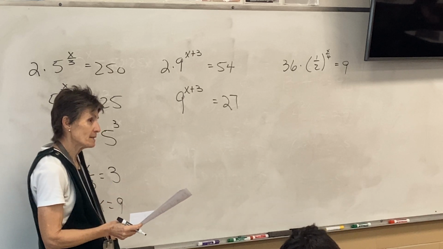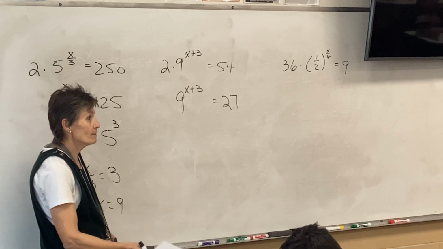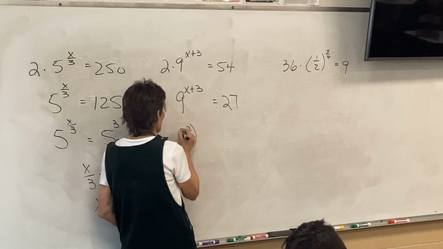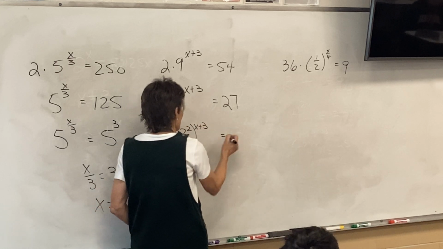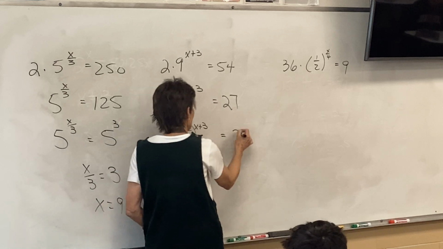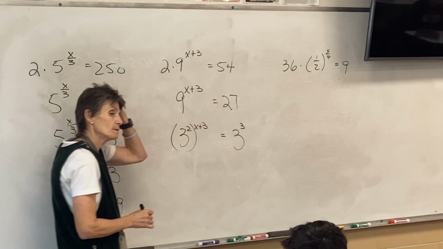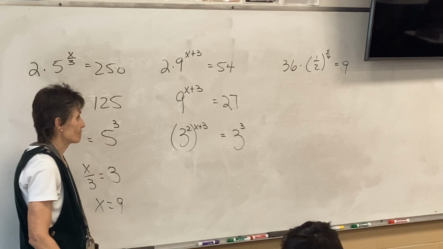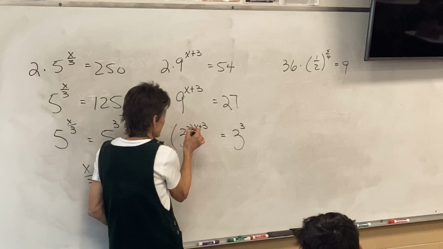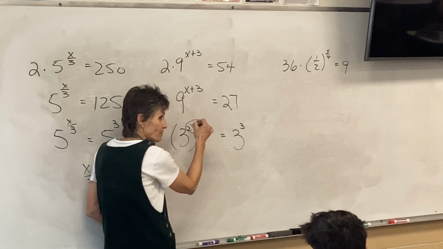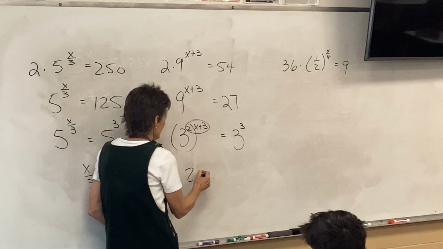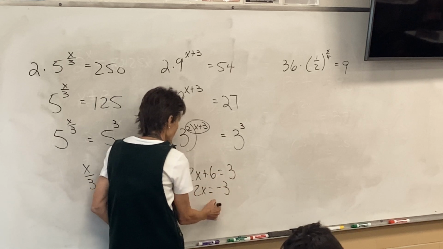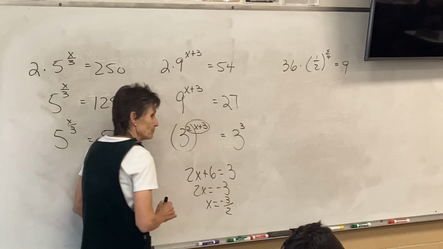Did you find a common base for F? 3. Yeah. So you change 9 into 3 squared. And you change 27 into 3 cubed. Now be careful. This exponent is a distribute. So 2x plus 6 equals 3. Did you get negative 3 halves? Yep.